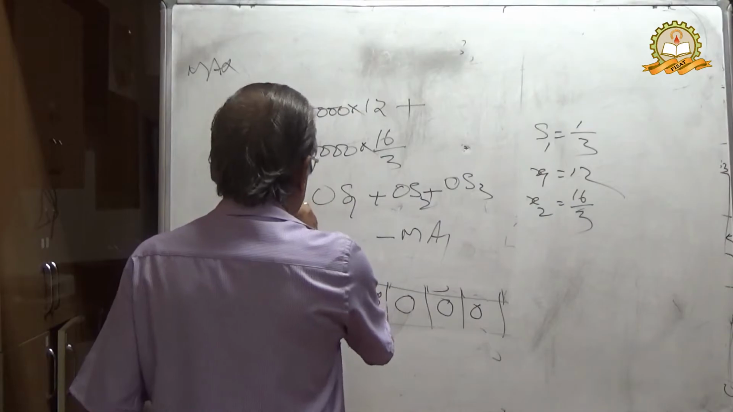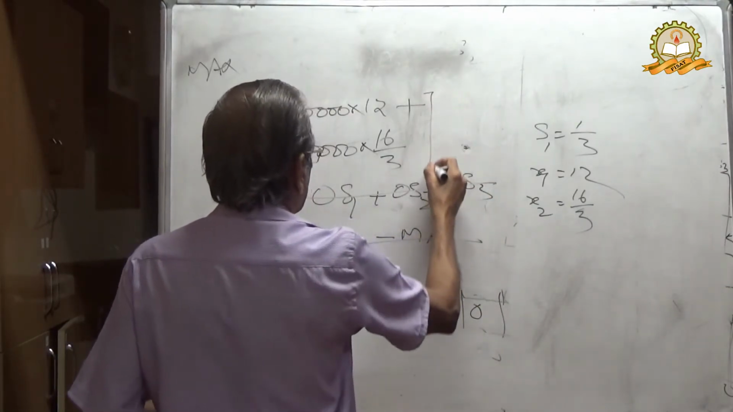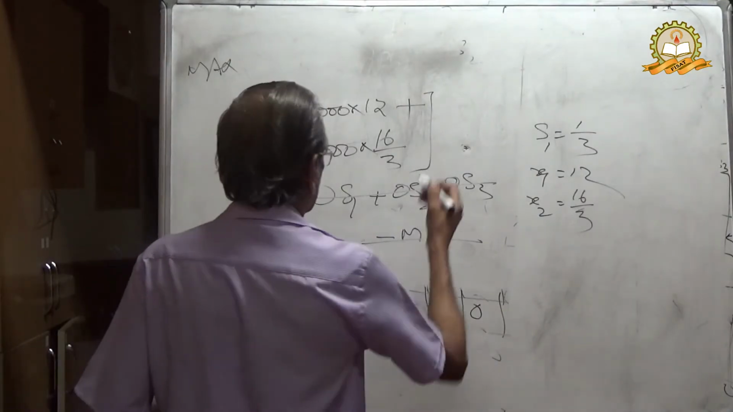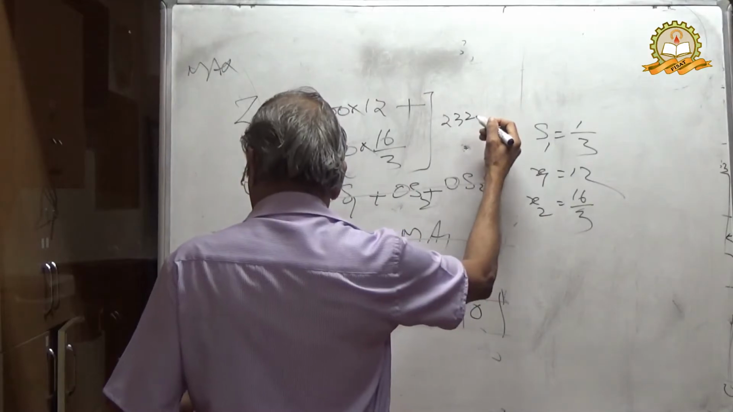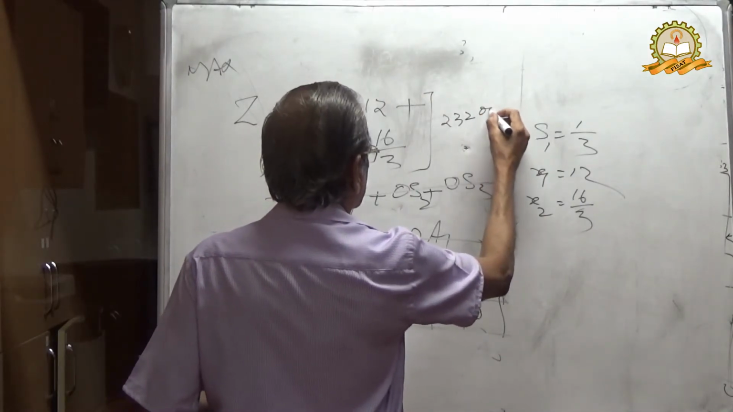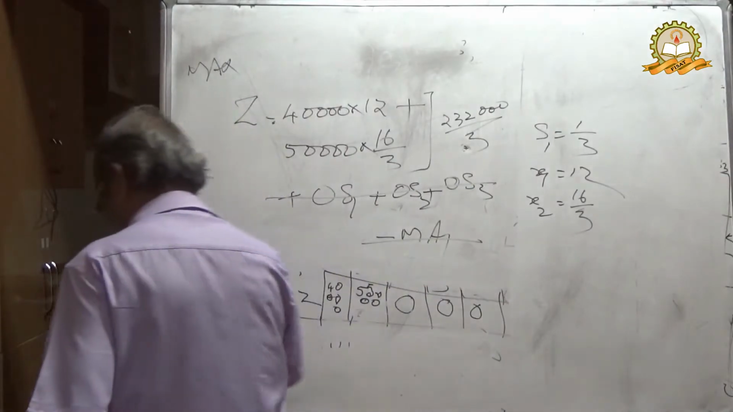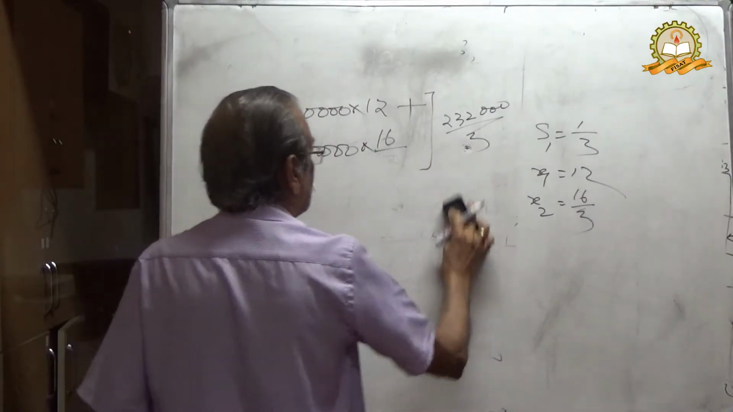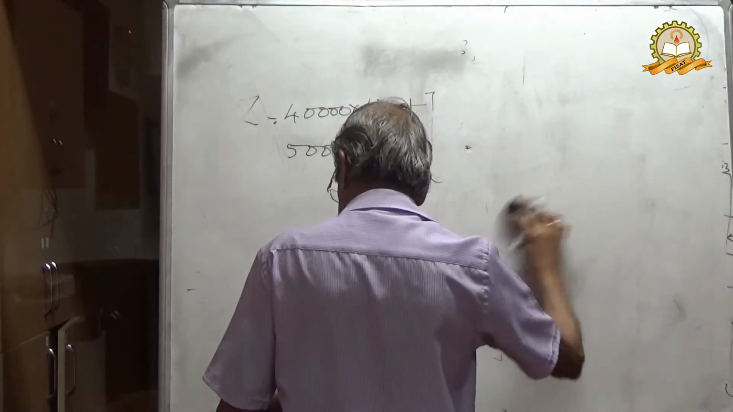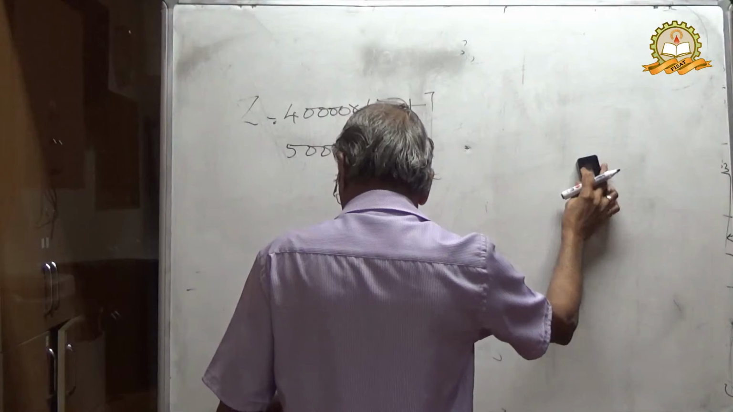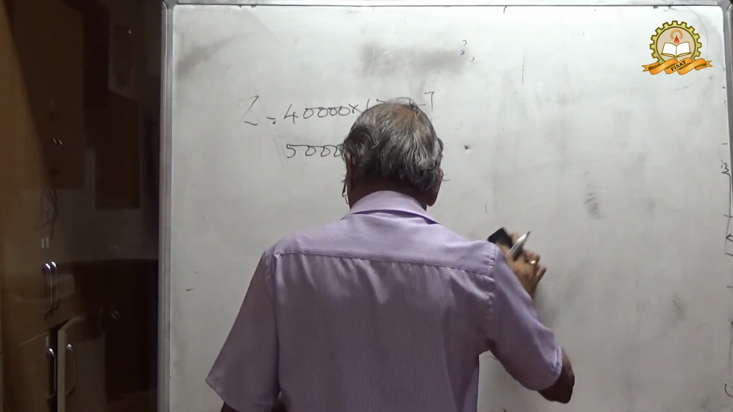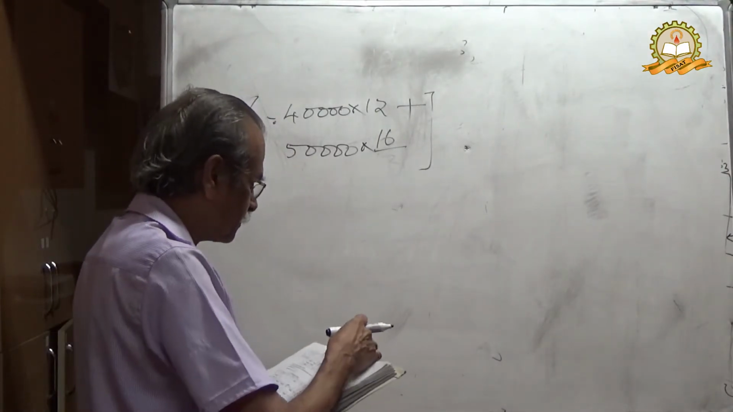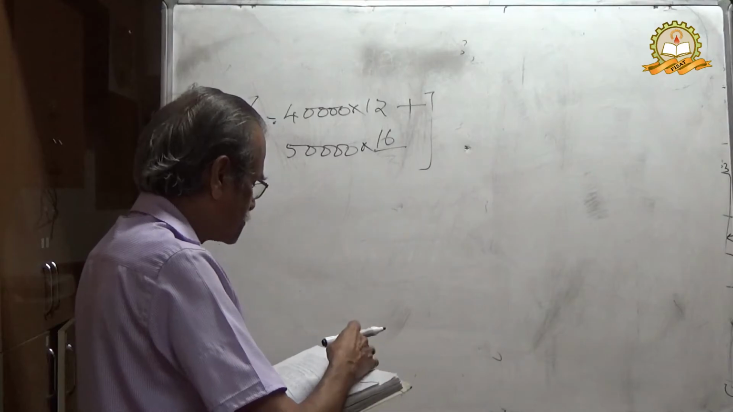Therefore, the value becomes, you add these two, you get 232, you have 4 zeros by 3. Therefore, Z maximum value is 23 lakh 20,000 by 3. Slightly laborious process, no other way.